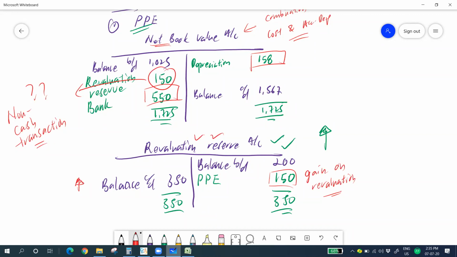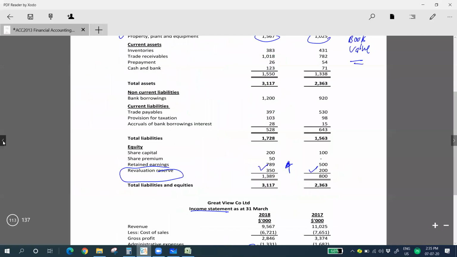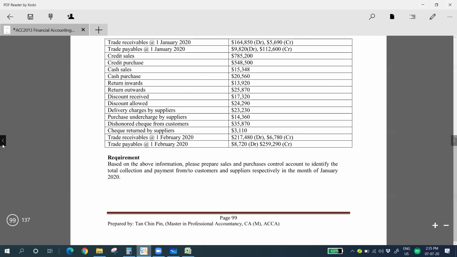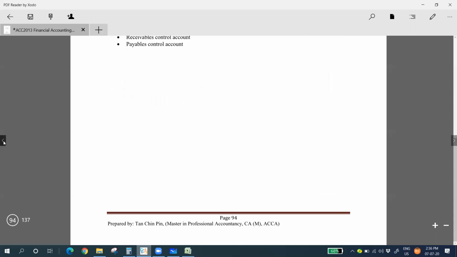All right, let me tell you the answer. The answer is no. No need to show it in the cash flow statement. The answer is no. Why? Yes, very good question. Why? To understand why we do not need to show this in the cash flow statement, we have to refer back to the previous question. So we go back to chapter 5.